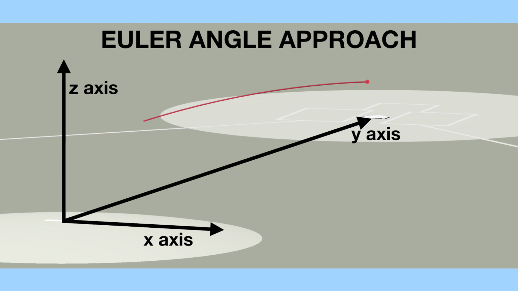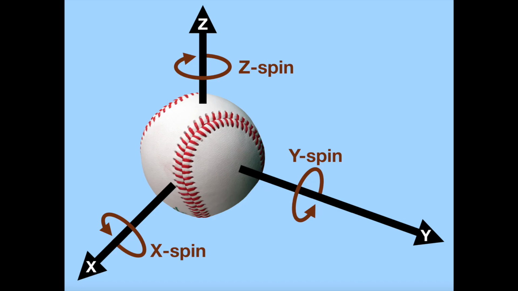So in this video I'll be outlining a few different ways of talking about spin, the terminology associated with each of them, and the benefit of viewing spin that way. The Euler Angle approach is where you break down a ball's spin into its different axis components. From the pitcher's perspective facing home plate, the x-axis is side to side, the y-axis is back and forth, and the z-axis is up and down. Thus, x spin would be spin around the x-axis, y spin would be spin around the y-axis, and z spin would be spin around the z-axis.